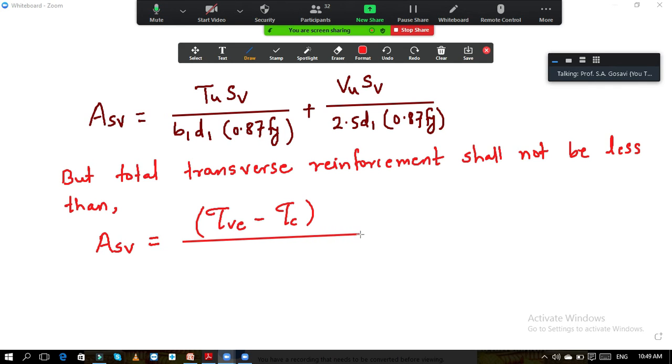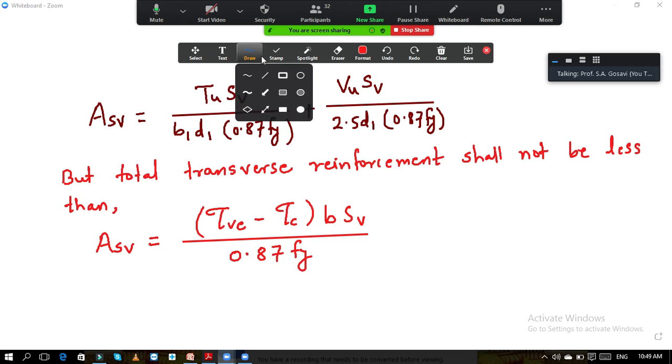divided by 0.87 Fy into B into SV, where B is the width of the section and SV is the spacing. So this is the formula to provide the shear reinforcement or transverse reinforcement.